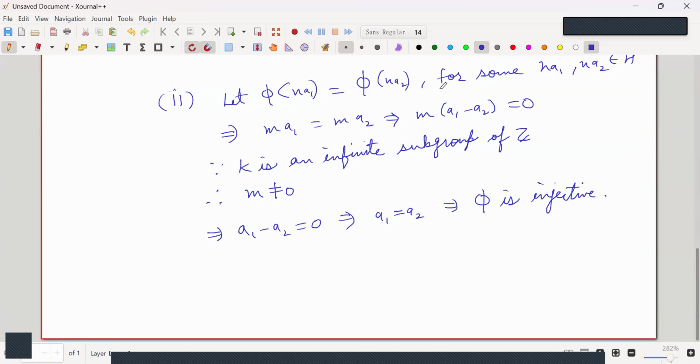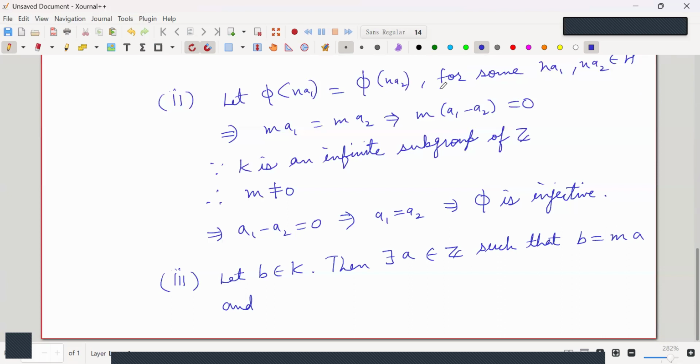Now onto part. Let some B belong to K, then there exists A belonging to Z such that B is equal to MA, and thus phi of NA is equal to MA, which is B. This implies phi is onto, and hence it's an isomorphism. Okay.